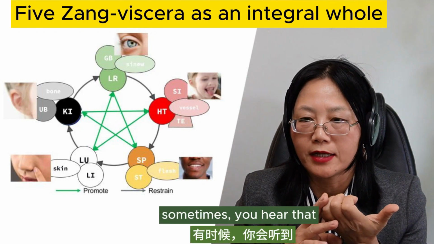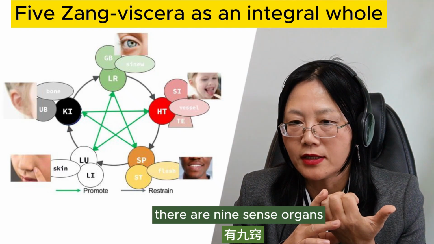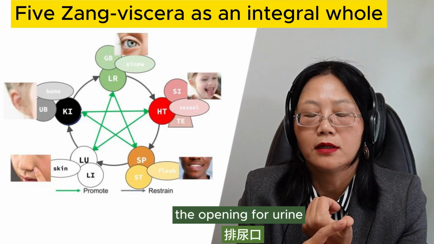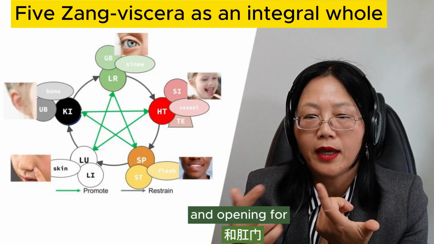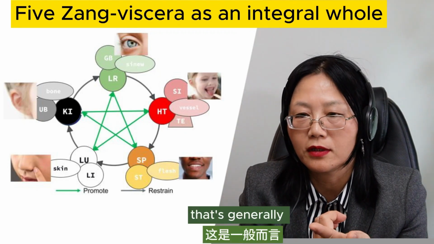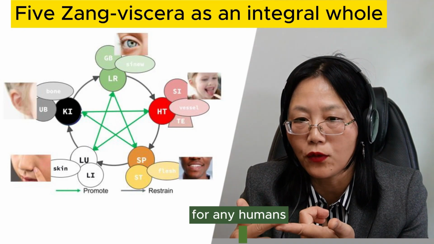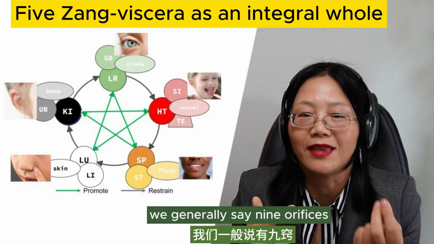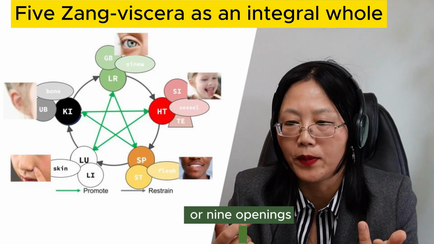Sometimes you heard that there's 9 sense organs. That would be including the lower part, the opening for urine and the opening for stool. That's generally for any human. In female, there's 1 more. We generally say 9 orifices or 9 openings.